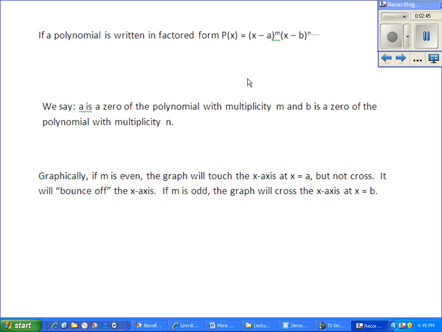So if a polynomial is written in the factored form, (x subtract a) to the power of m, (x subtract b) to the power of n, etc., we say a is a zero of the polynomial with multiplicity m, and b is a zero of the polynomial with multiplicity n. Graphically, if m is even, the graph will touch the x-axis at x equals a but not cross. It will bounce off the x-axis. Whereas if m is odd, the graph will cross the x-axis. So if the multiplicity is odd, the graph will cross.